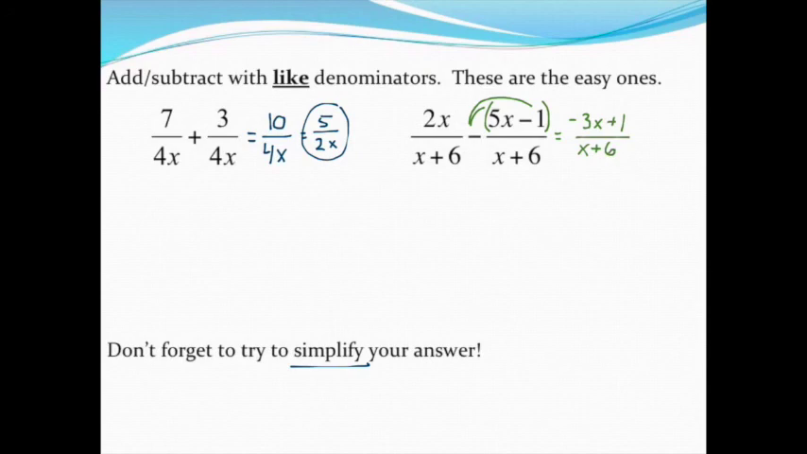You would try to simplify this if you could. Since there's nothing that can be factored, we cannot cross those x's out. We've talked about that in a previous video. So this is as simplified as we can get.